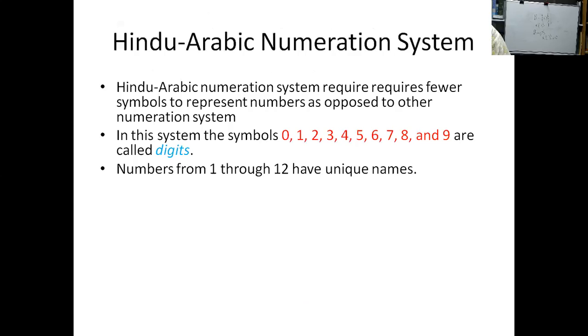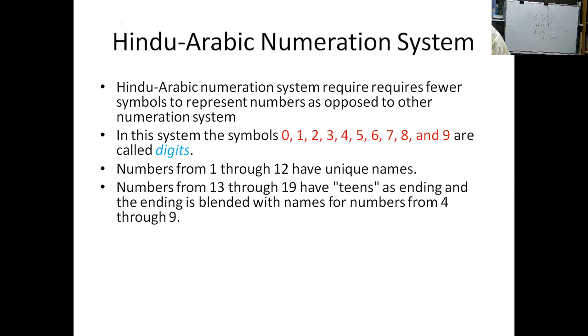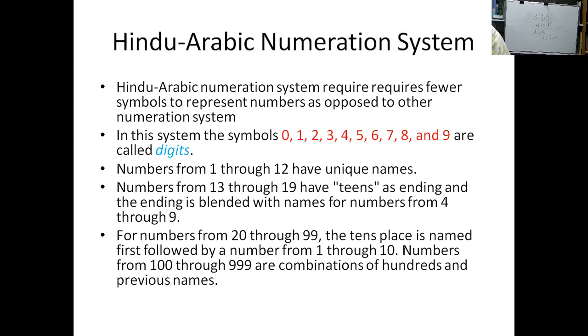Numbers from 1 through 12 have unique names: 1, 2, 3, 4, 9, 10, 11, 12. Then from 13 through 19, we have "teen" as the ending, and the ending is blended with names for numbers 4 through 9. For numbers 20 through 99, the tens place is named first, followed by a number from 1 through 9. For example, we say 30 or 35.